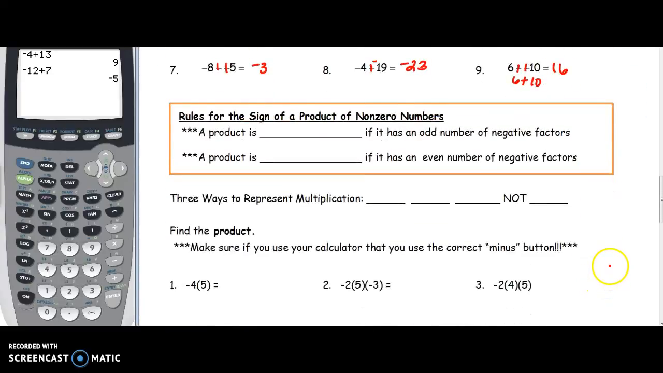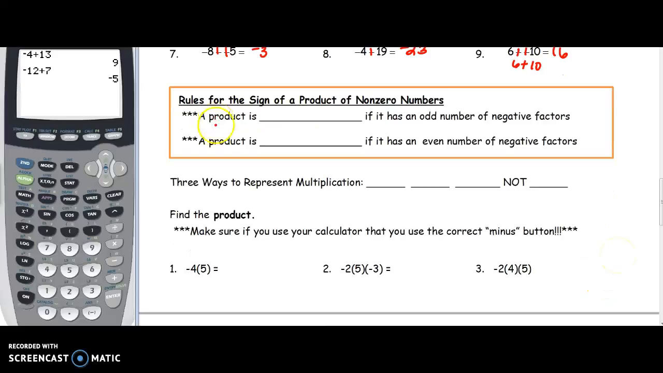When we multiply negatives, a product is negative if it has an odd number of negative factors, and a product is positive if it has an even number of negative factors. Okay, and I'll explain that in a second. But there's 3 ways to represent multiplication. You can use the dot, you can use parentheses, or you can use this little star. Okay, you are not allowed to use the x anymore for multiplication.